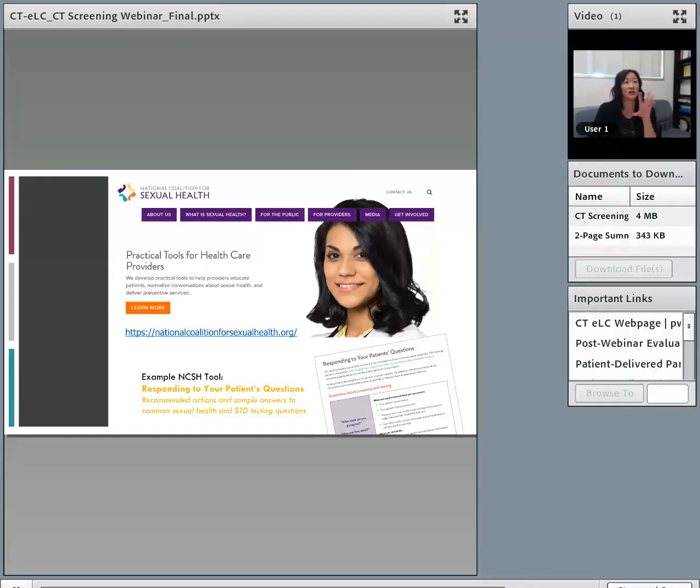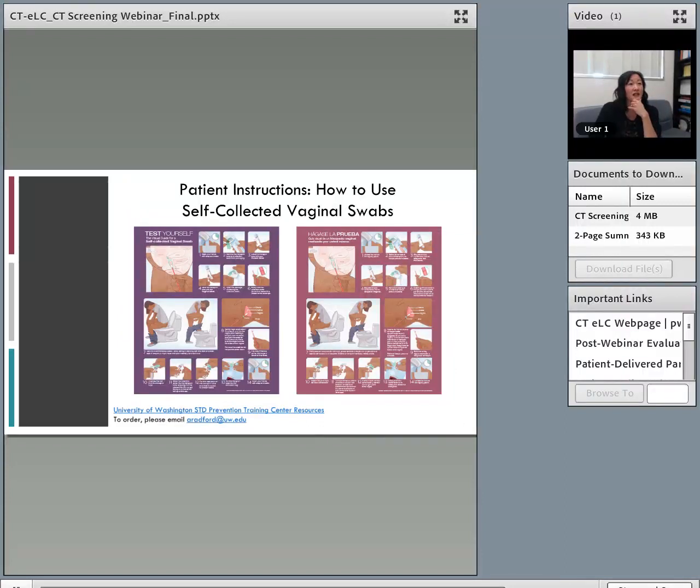Definitely recommend it. The National Coalition for Sexual Health also has a great toolkit for providers that you can go to with very practical tools and how to respond. Again, more scripts about how to respond to patients' questions. And then the University of Washington STD Prevention Training Center has posters for how to collect your own vaginal swab. If you see men who have sex with men or transgender women who have sex with men, they also have posters on how to collect your own pharyngeal and rectal swabs too. So lots of great resources available for free, and the contact information is at the bottom.